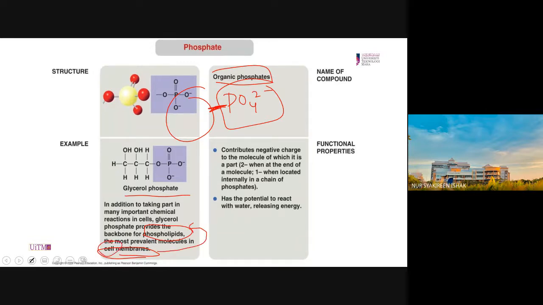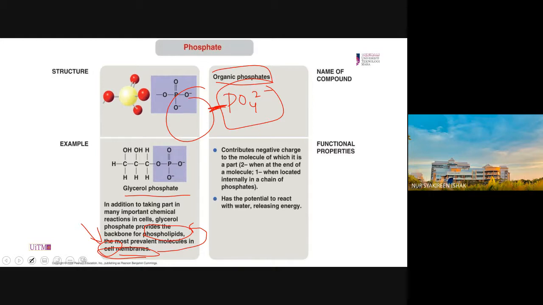Not just the cell membrane, but as I mentioned before, the membranes of organelles, the membrane of the nucleus, the membrane of mitochondria, the membrane of the Golgi apparatus, and other organelles that have membrane. The membrane is composed of a phospholipid bilayer. It contributes negative charge to the molecule of which it is a part.